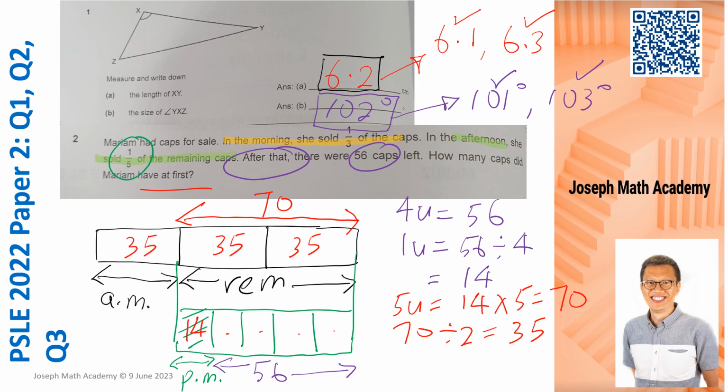Remember, this is our 14. If you find that this method is useful, I strongly encourage you to write down the values in the model. So at first, it will be 35 times 3. 35 times 3 is 105. So question 2 is done. Moving on to question 3 in the next slide.